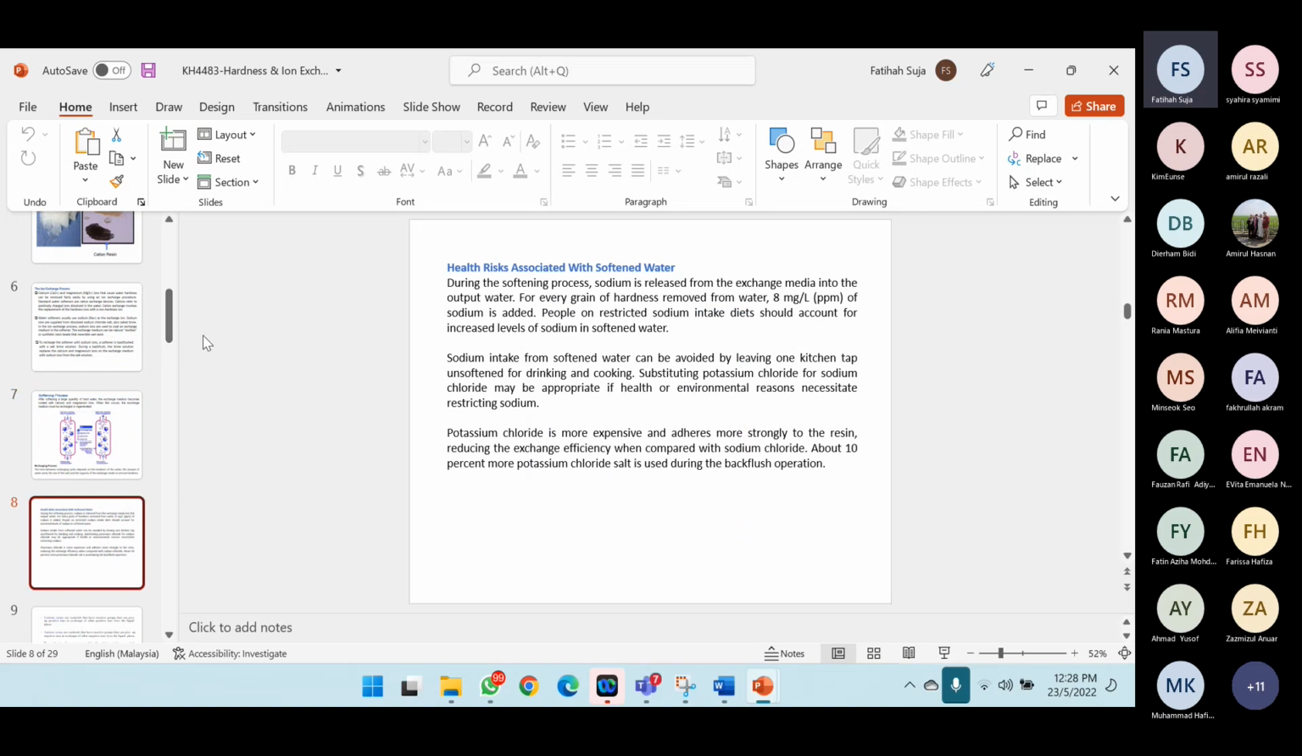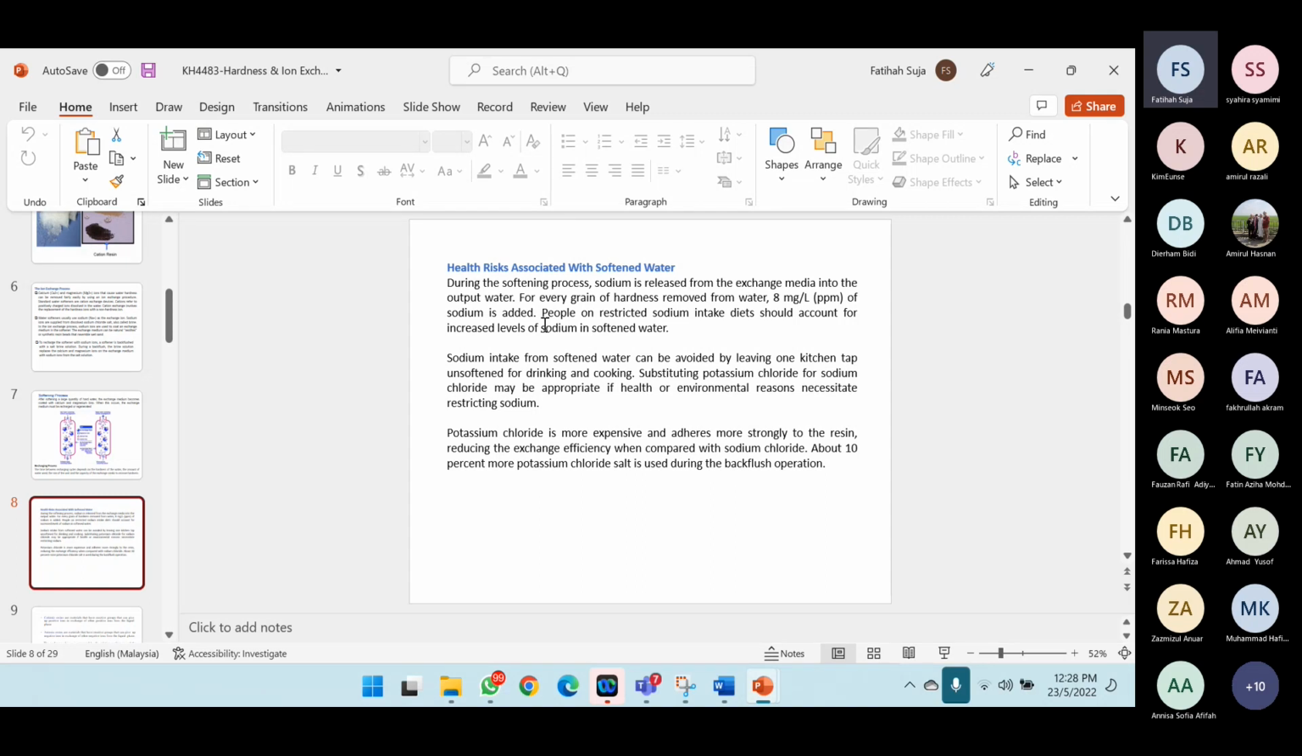Okay. So, health risks associated with softened water. During the softening process, sodium is released from the exchange media into the output water. For every grain of hardness removed from water, 8 milligrams per liter of sodium is added, meaning that you have attached the calcium and magnesium on the surface of the resin.